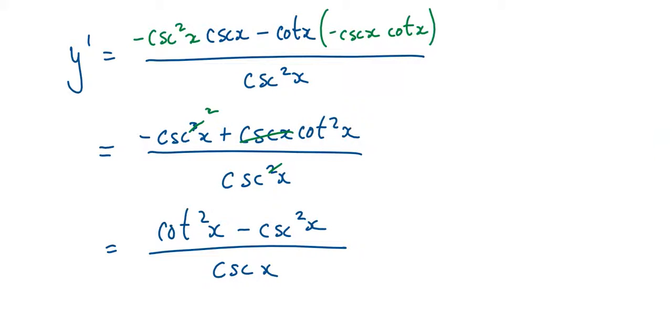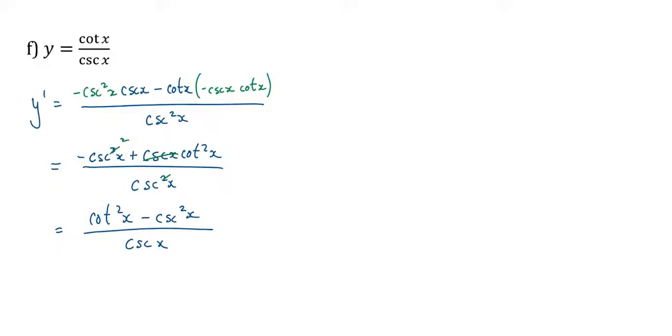That good? Yes? I'm lost with the negative sign on the top. Negative cosecant squared x times cosecant x minus. So how did it become plus? These two negatives become plus. These two negatives? This is a negative here. Oh, right, minus. Oh, yeah, okay.